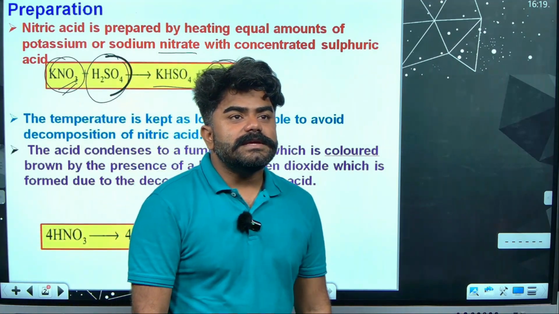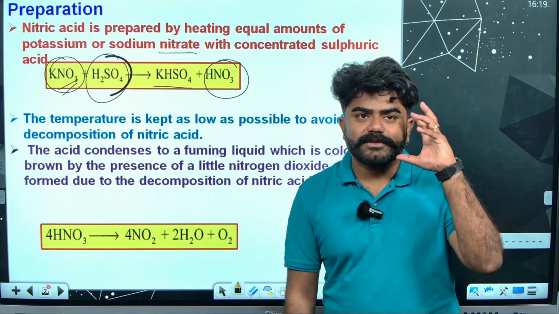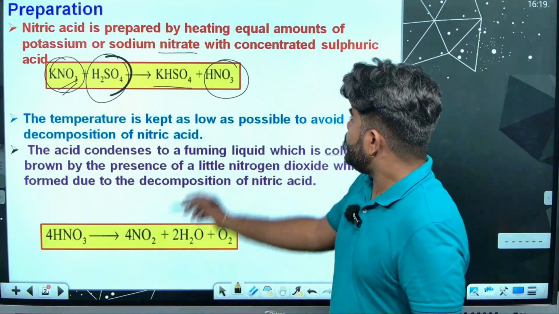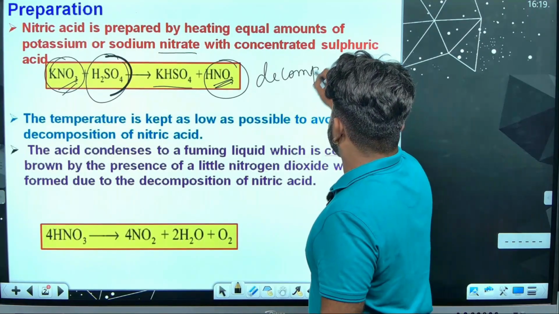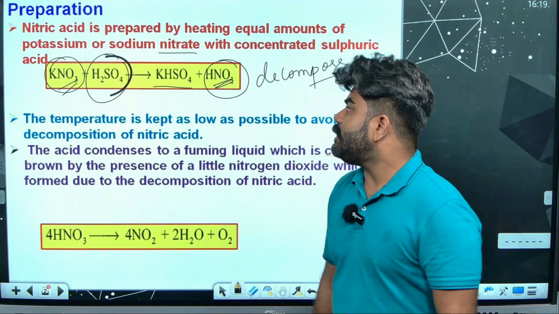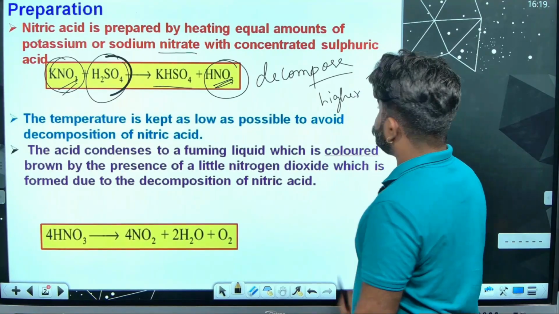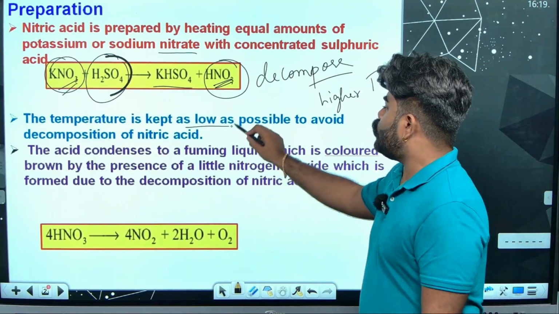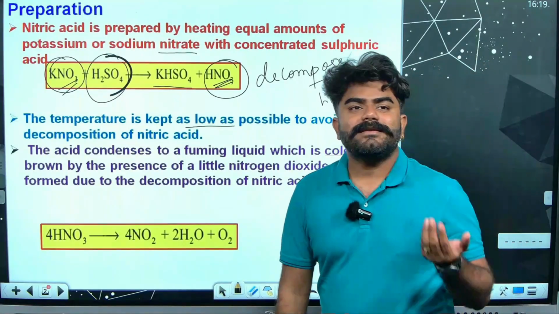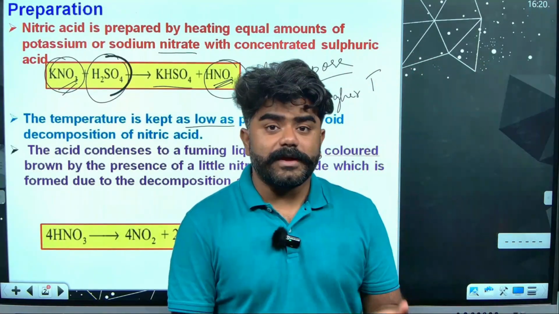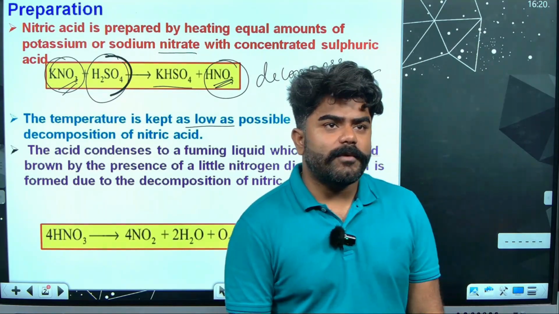Here we need to see that the temperature should be kept as low as possible. Why should the temperature be kept low? So that the nitric acid formed does not decompose. It might decompose at higher temperatures, so we must maintain a low temperature. Then the nitric acid which forms as vapors condenses and forms a liquid.